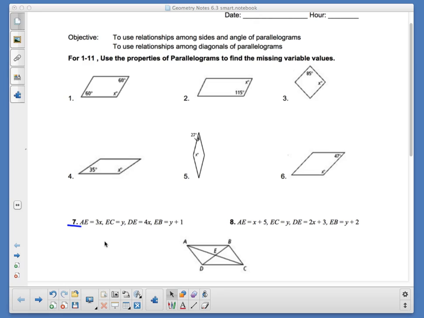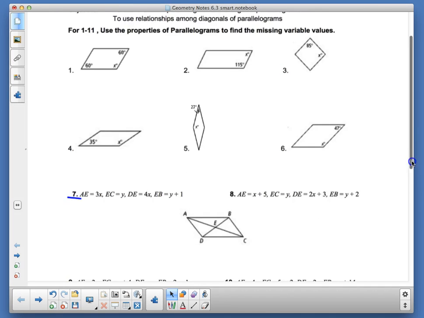1 through 6, you talk to people about solutions. Are you okay? They're either opposite angles of the same measure, or consecutive, or supplementary. All 6 of them are one of those as we look at them.